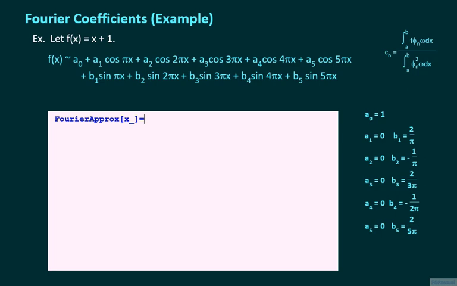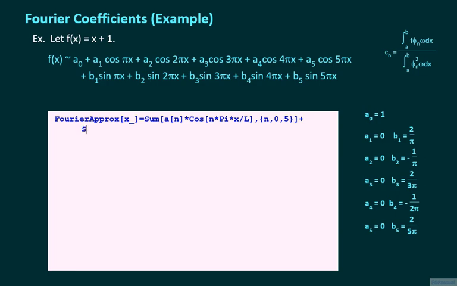Instead of typing the individual terms, we'll use a summation here. So for the cosine terms, we have the sum of the a sub n's times the corresponding phi sub n, which is cosine n pi x over L. And the sum goes from n equals 0 through 5.